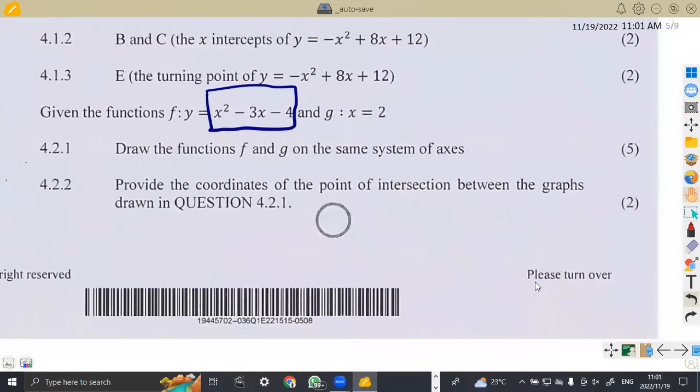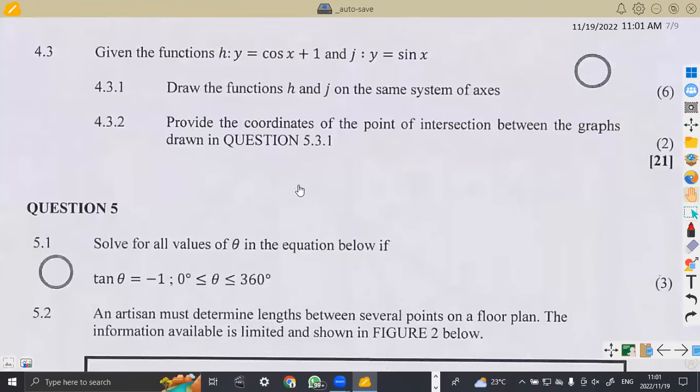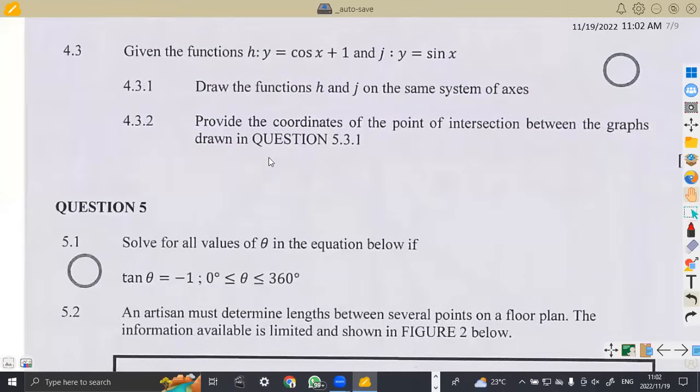Okay, so let's see the other part on the other one. Okay, 4.3, given the functions h(x), which is cos x plus 1, and sine x, draw the graphs on the same system of axes. So that one, we're supposed to draw these graphs. And as we know, if we are dealing with cos and sine, we can draw a table.